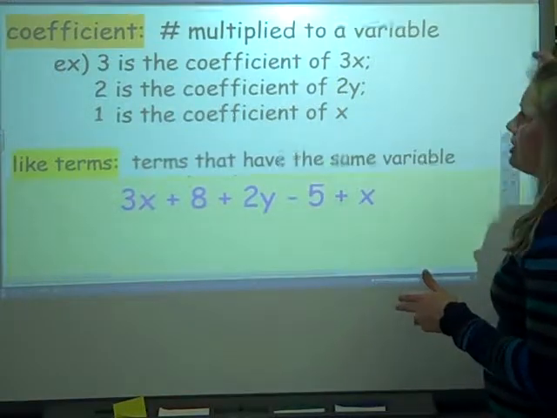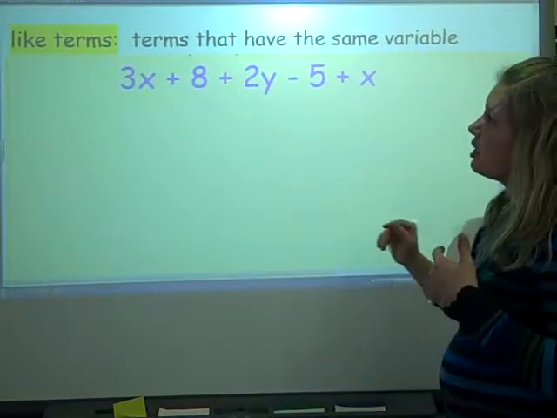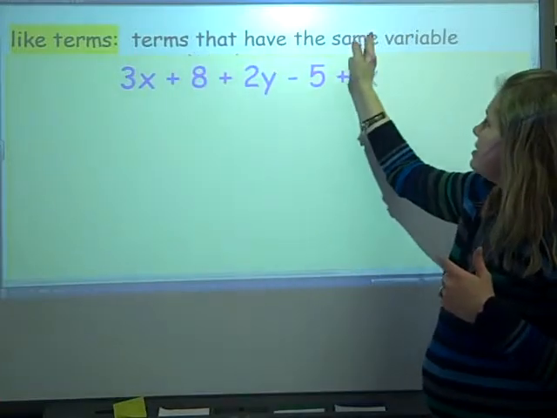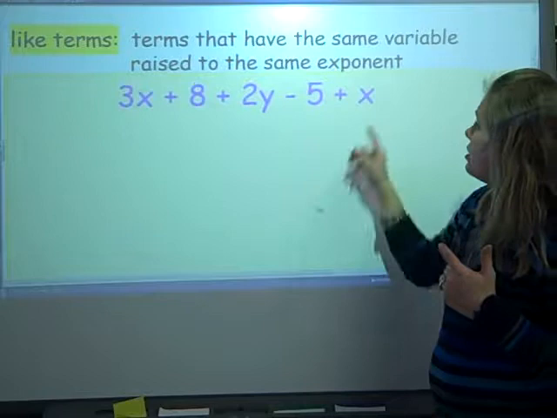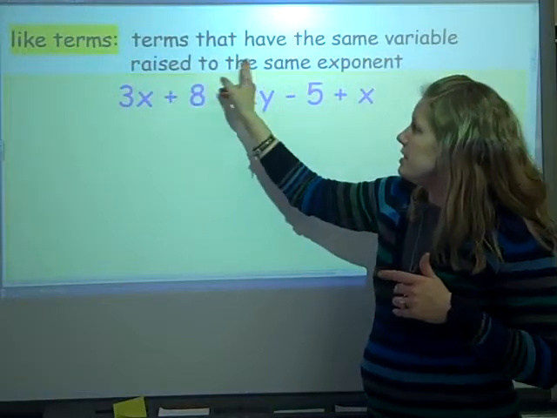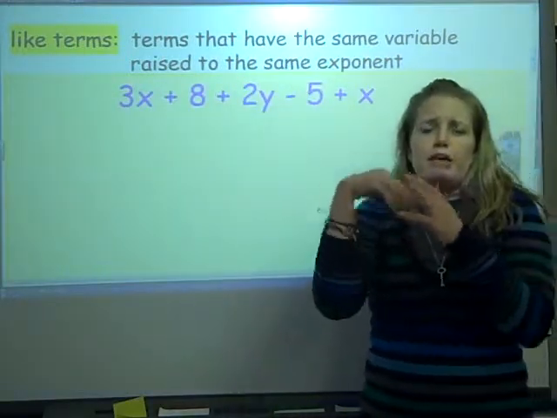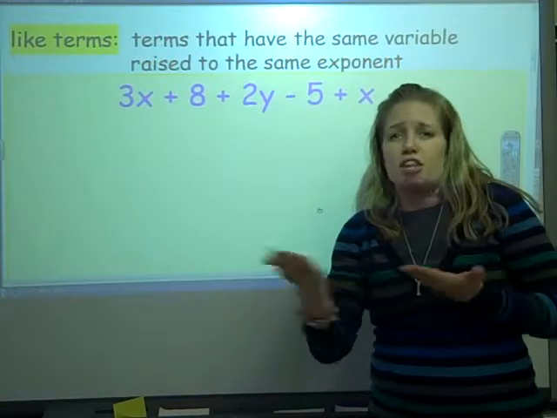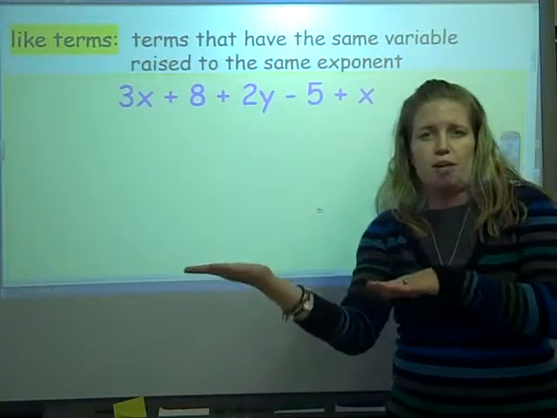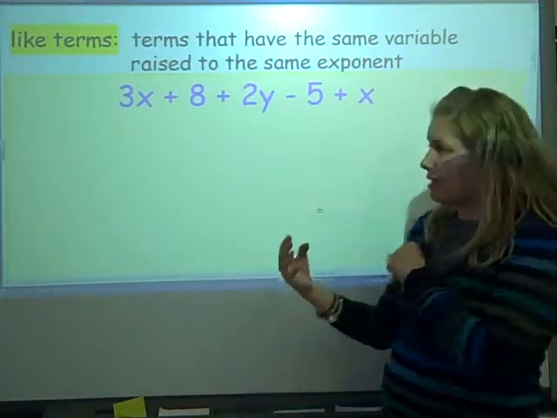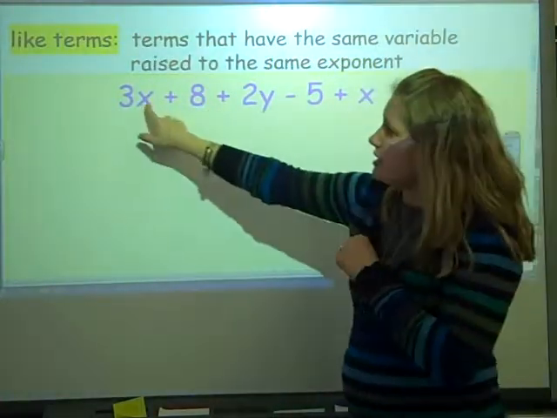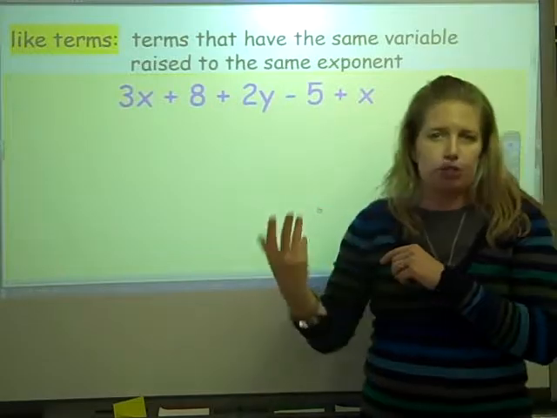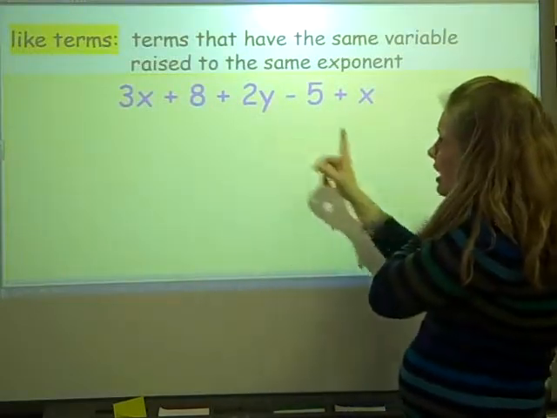Next, like terms. Like terms are terms that have the same variable. Okay? Also, you need to know that it needs to be raised to the same exponent. So if it's an x and an x squared, they're not like terms. They have to be the same variable, x and x, raised to the same exponent. If I look here, I see I have two x's, 3x and x. Those would be the like terms.